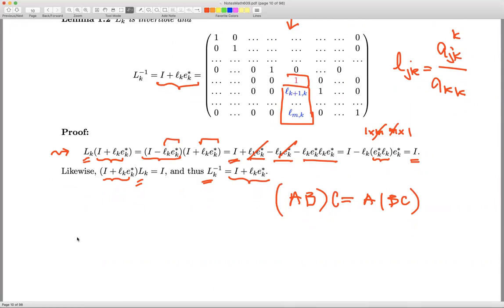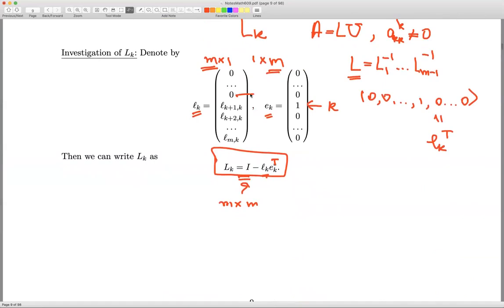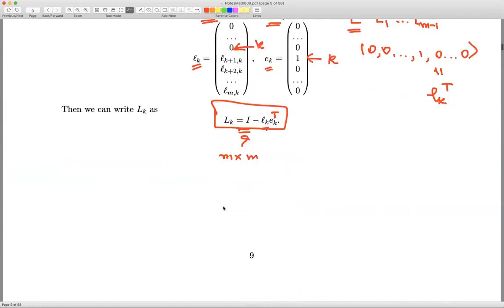So if I have the vector EK transpose, this is 0, 0, and so on, 1, 0, and so on, 0. So here is the K. And I multiply this vector by the vector LK, which is 0, 0, and so on. On position K, I have 0 here. And then after that, I have L(K+1)K, and so on, I have LMK, right? Remember, this was the vector LK. On position K here, it is 0. And after that, from position K plus 1 to M, it fills in with the L's.